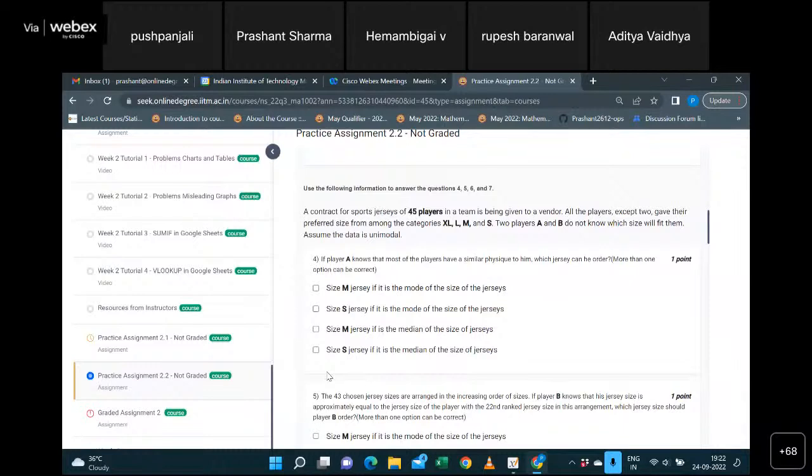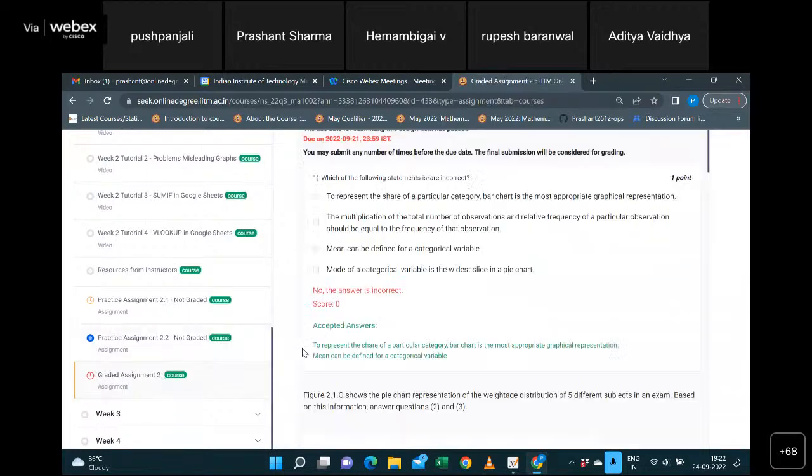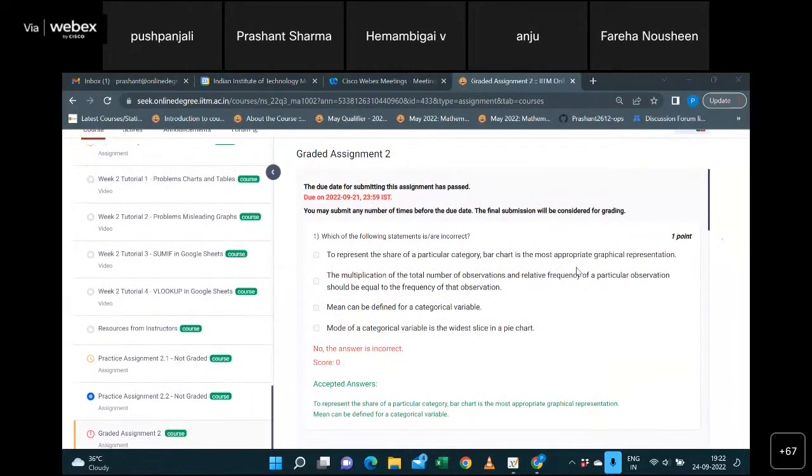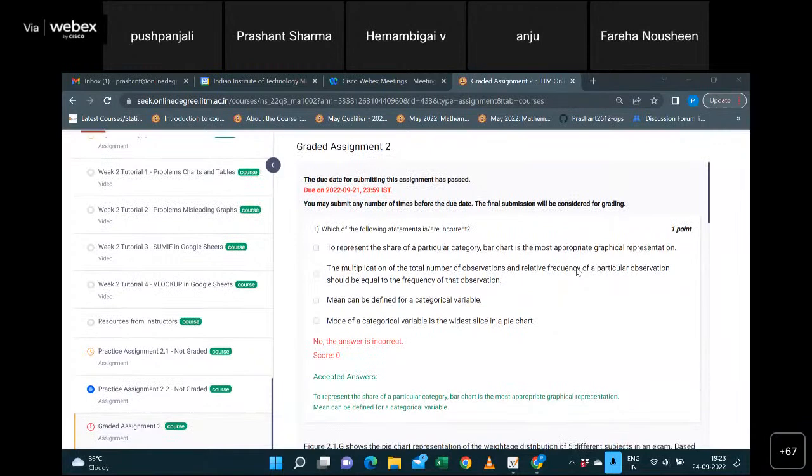If your doubt is still not clear, then post it or you can ask us. Another question from the mock. One second, Pushpanjali. Does anyone have a doubt related to the week 2 graded assignment? Then I will move to the doubts about the mock test after that. Pushpanjali, after discussing week 2, I will come to the graded mock. Is that clear?